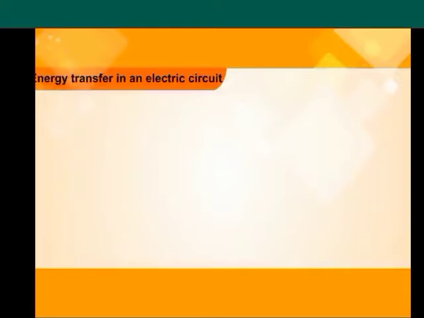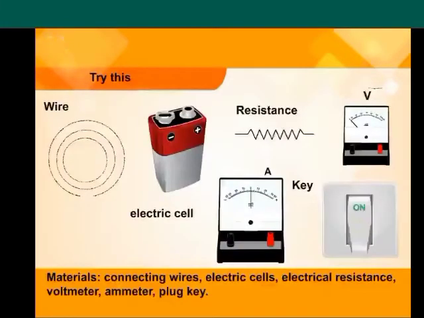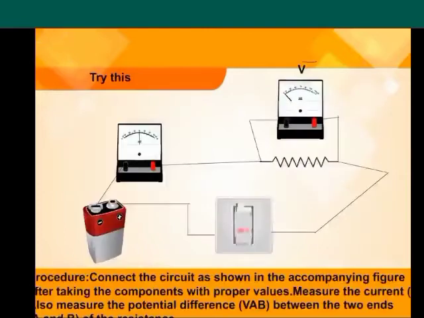Energy transfer in an electric circuit. Try this. Materials: connecting wires, electric cells, electrical resistance, voltmeter, ammeter, plug key. Procedure: connect the circuit as shown in the accompanying figure. After taking the components with proper values, measure the current I. Also measure the potential difference VAB between the two ends A and B of the resistance.